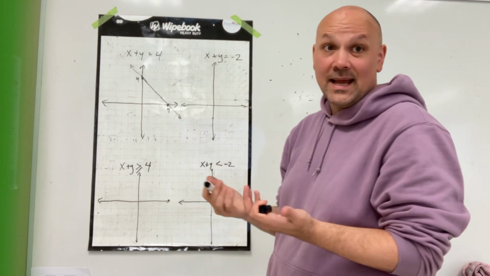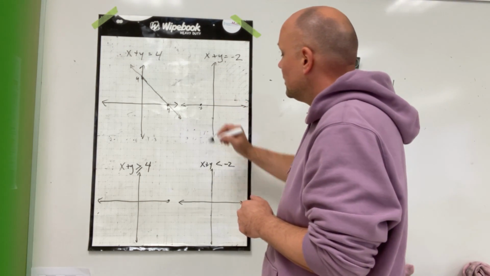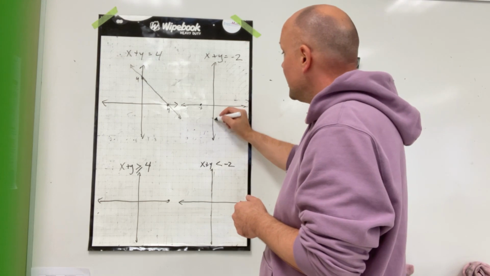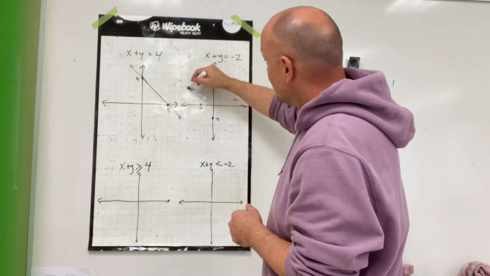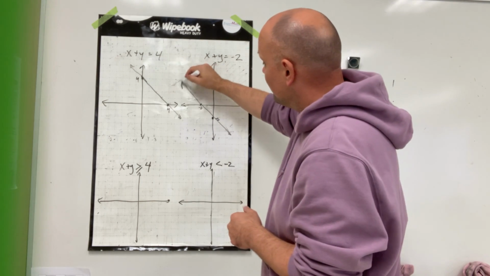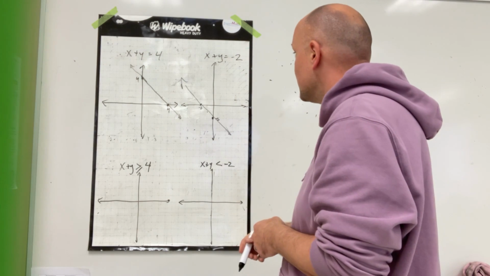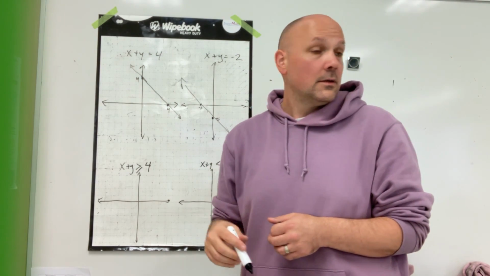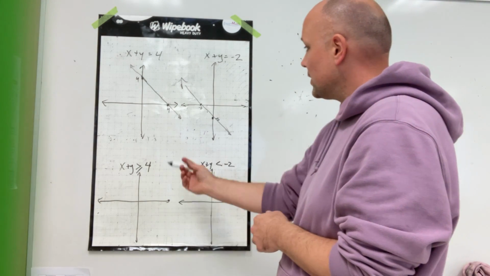If I wanted to add to negative 2, well, negative 2 and 0 adds to negative 2. 0 and negative 2 adds to negative 2. Take those, put a line through them, and I've got all the other ones. Negative 1 and negative 1 adds to negative 2, and so on. So there's my other equation. Okay? Now let's look at the inequalities.